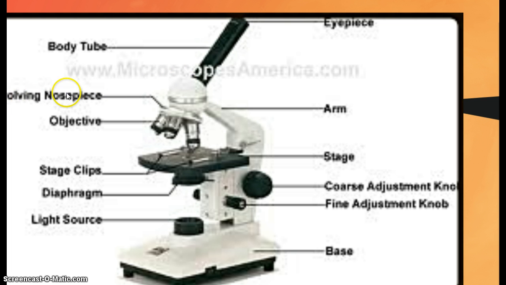Here is the revolving nose piece, which allows you to turn the objective lenses to change the resolution of the object on your microscope slide. Here's the stage of the microscope that you will put your microscope slide on and use stage clips to hold it in place.